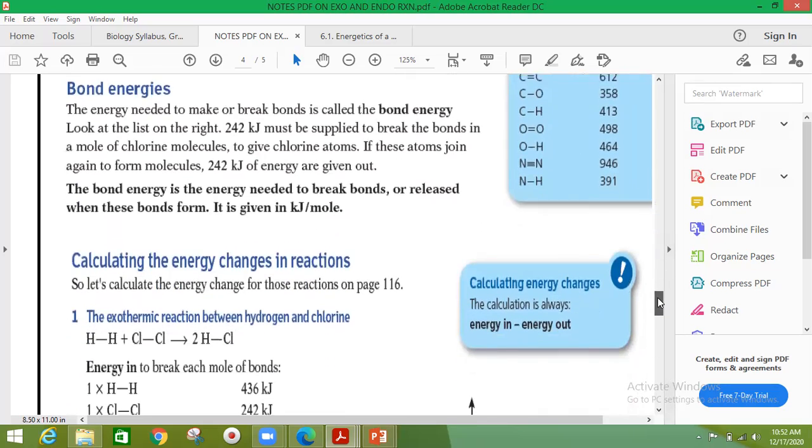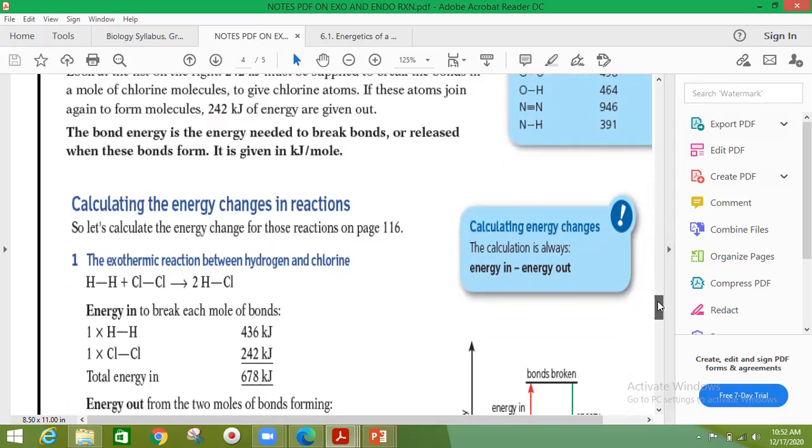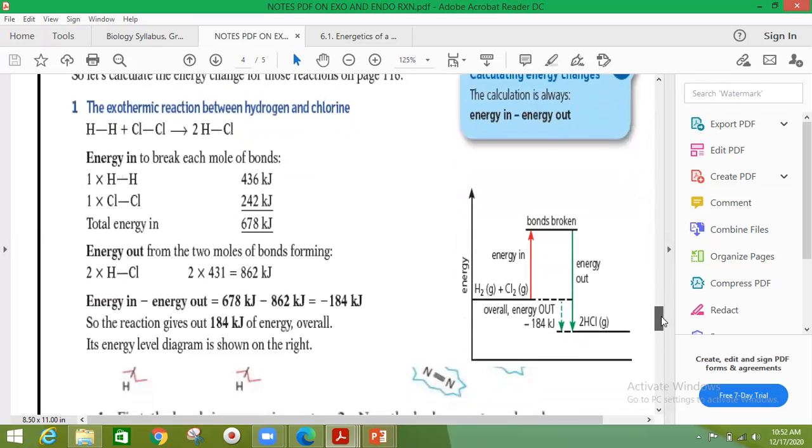Then what you will do in the calculation: the bond energy is the energy needed to break a bond, or released when these bonds form. It is given in kilojoules. Now, what is the formula? How will you calculate? This I will show you later. But see, calculating the energy change in a chemical reaction. This is the first example. Focus here, please.